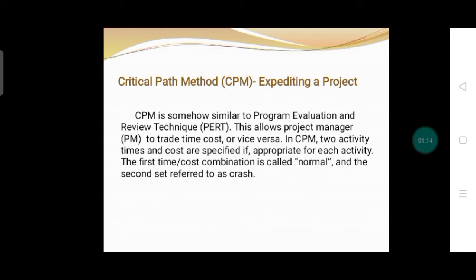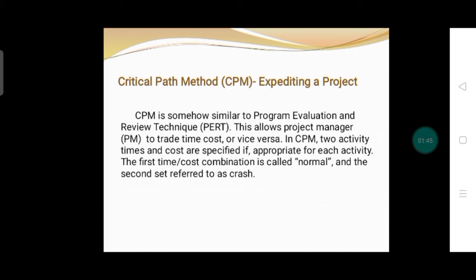Critical Path Method or CPM, expediting a project. CPM is somewhat similar to Program Evaluation and Review Technique or PERT. This allows the project manager or PM to trade time for cost or vice versa. In CPM, two activity times and costs are specified, if appropriate, for each activity. The first time-cost combination is called normal, and the second set is referred to as crush.